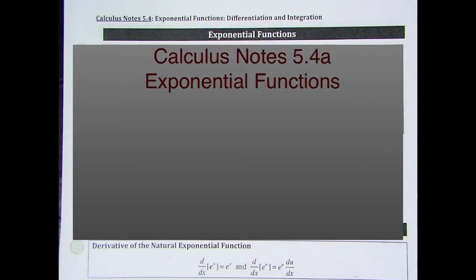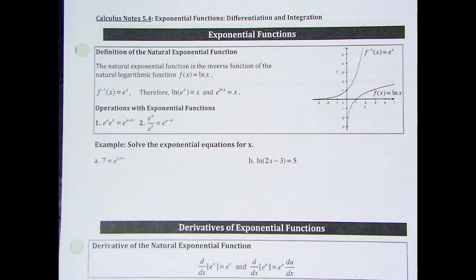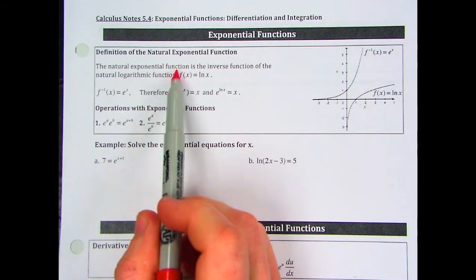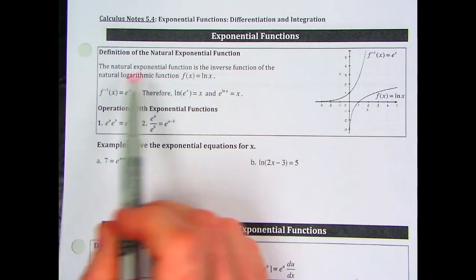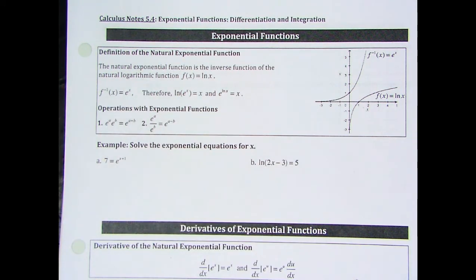Today we are going to be talking about exponential functions, and we're skipping over section 5.3, which is all about finding inverse functions. So we've already dealt with that. It's where you switch the y and the x, right, and then you solve, and you get the inverse function. And so anyway, what we're doing today is looking at exponential functions, and the cool thing is the natural exponential function is the inverse function of the natural logarithmic function, f of x equals ln of x.